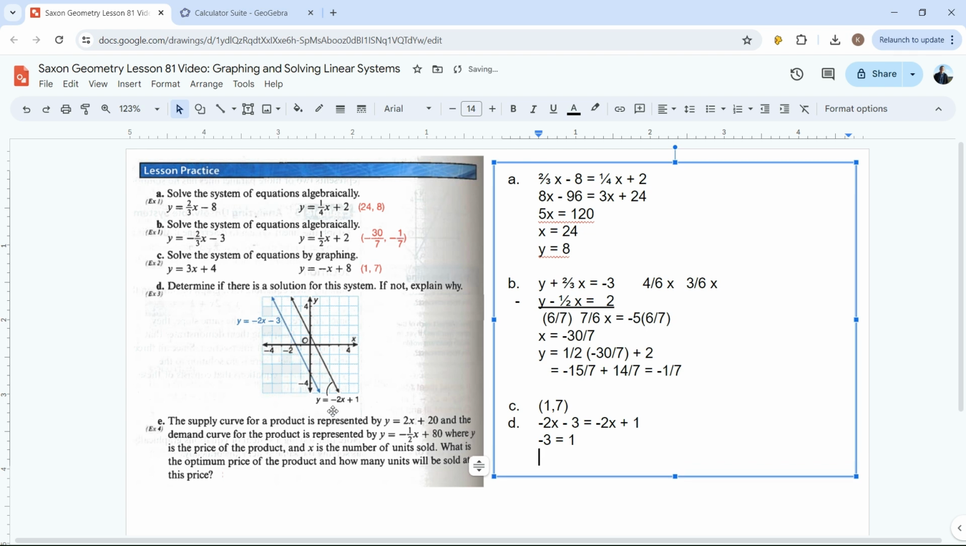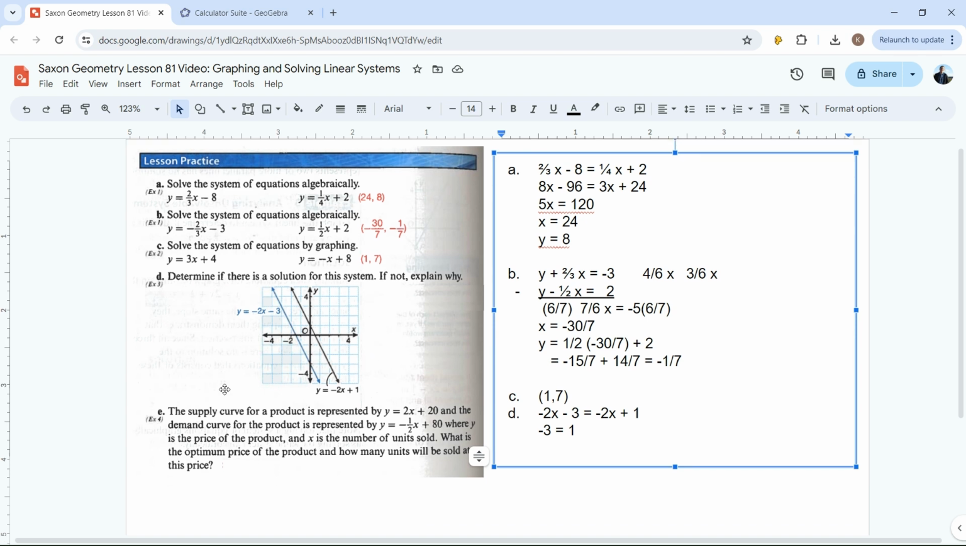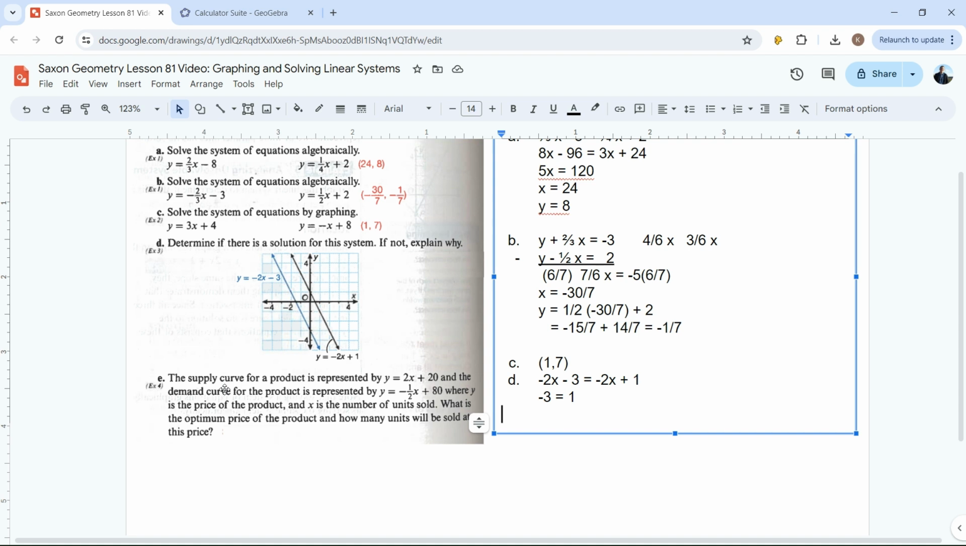All right, then finally on to letter E. In letter E, I know the supply curve for a product has that equation. The demand curve has the other equation where y is the price and x is the number of units sold. What is the optimum price of the product and how many units will be sold at this price? Ooh, okay, so what I'm going to do for letter E is solve the system of equations. I'm going to choose substitution because when they both equal y, it's just so easy to use substitution.